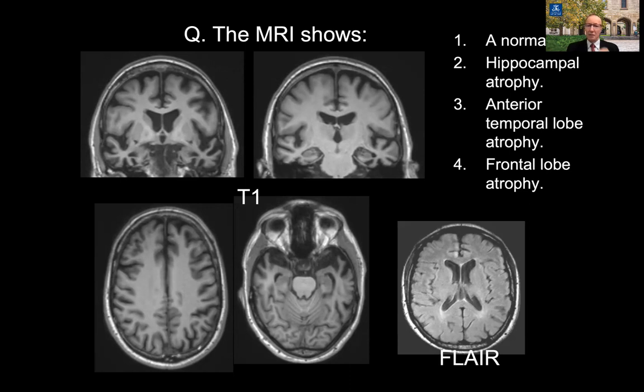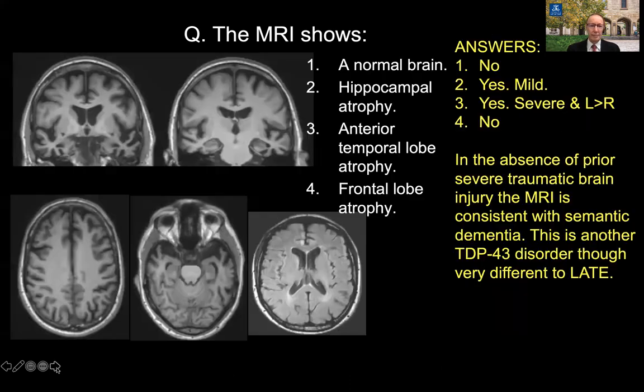Long enough. I hope you've seen the abnormality. It's pretty severe if you are looking in the right place. So what are the answers? Is it normal? No, the brain is definitely not abnormal. Is there hippocampal atrophy? Yes, but it's mild and it's principally on the left side.